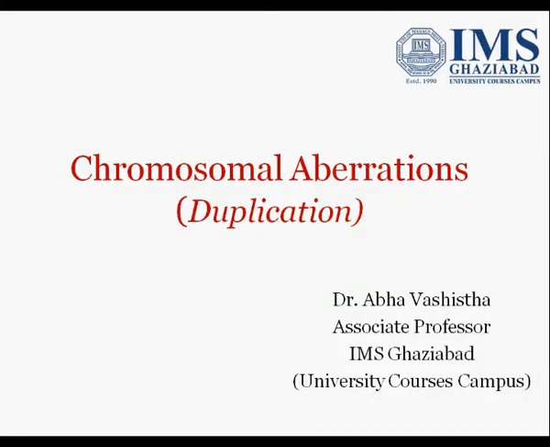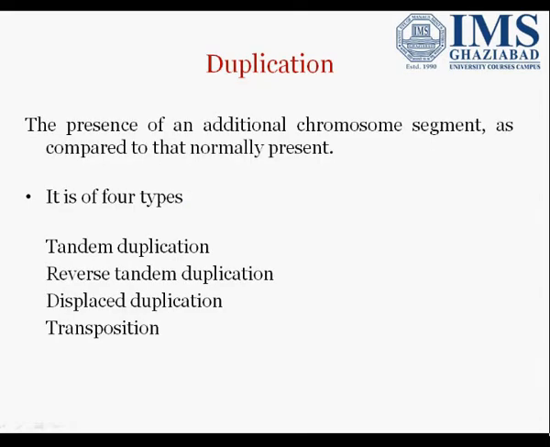Another type of chromosomal aberration is duplication, or you can say the addition. Duplication is the presence of an additional chromosome segment as compared to the normally present. It is of four types. First one is the tandem duplication, another is reverse tandem, third is displaced duplication, and the fourth one is transposition.